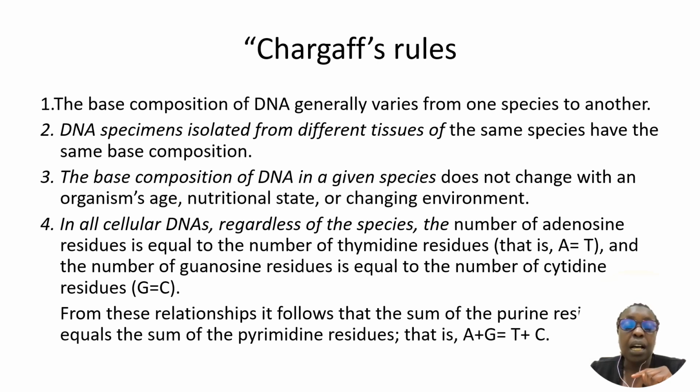Okay. Another interesting thing is that the DNA specimens isolated from different tissues of the same species have the same base composition, and this is very interesting. So our cells have the same DNA. So even if you take a cell from the ear, a cell from the mouth, a cell from the liver, if you isolate the DNA in those cells, so long as they are from the same species, they will be the same person, they'll have the same base composition. So it's not possible you get DNA from the toe and DNA from the tongue that are different. No, they are the same.